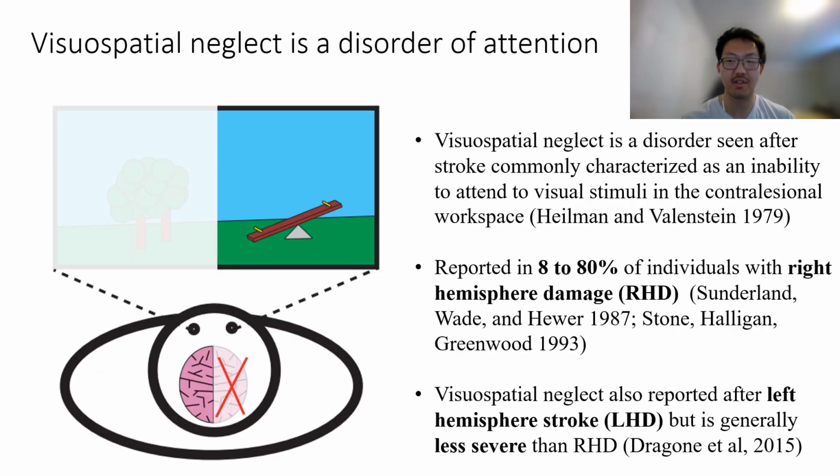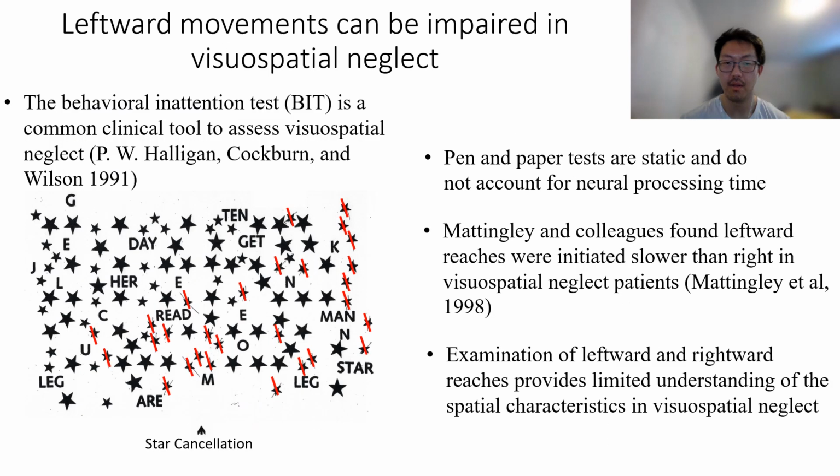Visuospatial neglect is a neurological disorder that is commonly characterized by an inability to attend to the contralesional side of space. It has been reported in as few as 8% to as high as 80% of individuals with stroke, with a higher prevalence for those with right hemisphere lesions, but has also been reported after left hemisphere lesions, but with less severity. There have been numerous clinical tests created to diagnose visuospatial neglect, with a common one being the Behavioral Inattention Test, or the BIT.